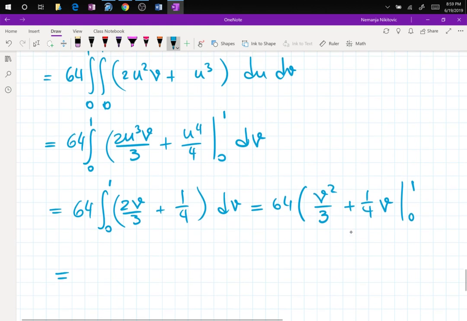This is equal to 64 times 1/3 plus 1/4, right? And then zeros kill everything. And this is 64, that's 7 over 12. So 64 times 7 over 12.